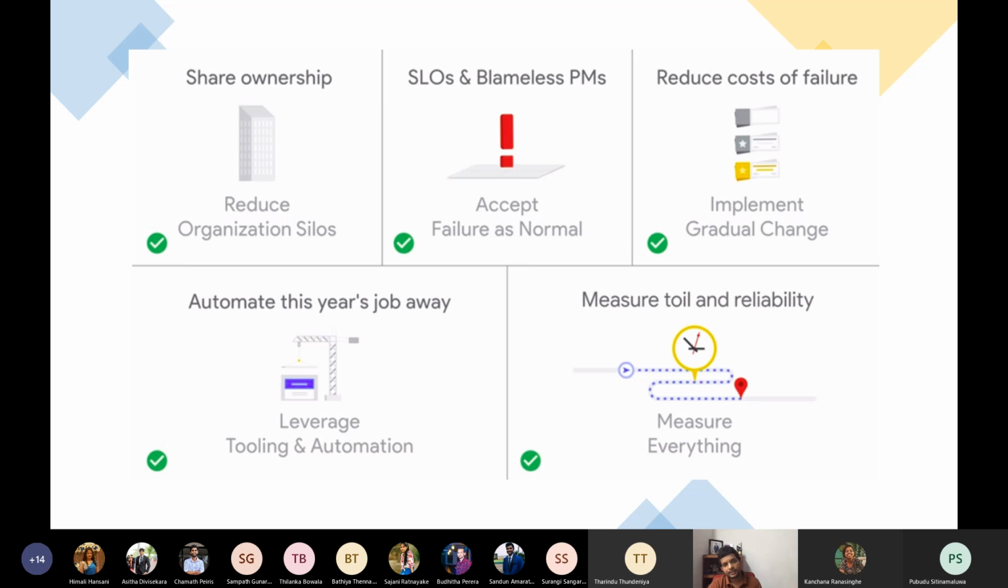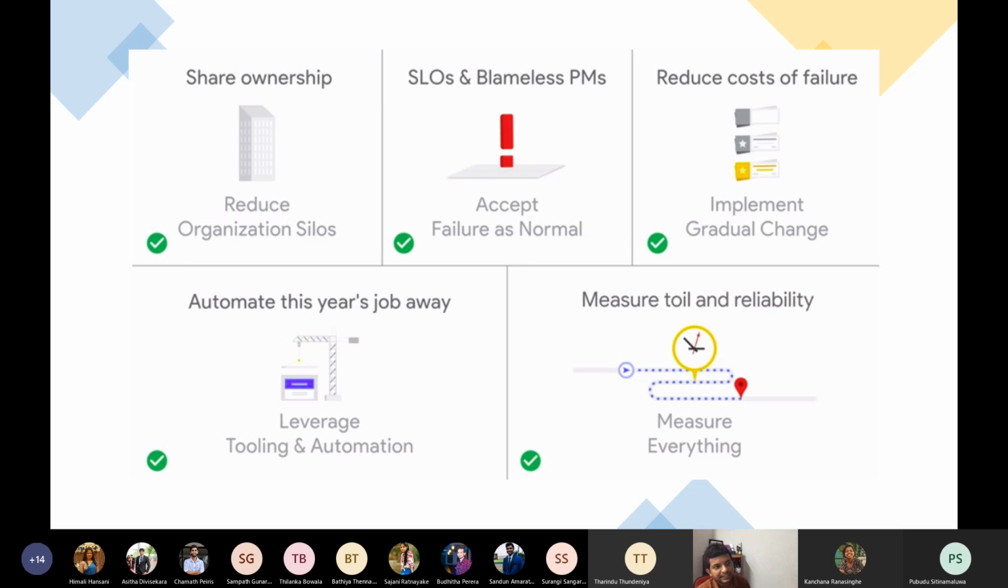And then the second point, accept failure as normal. It's always important that we have this concept called blameless postmortems. No matter what mistake happens in a system, you can't really blame anyone. You have to ask the question why and not who. You should not find out who did this, who developed that feature, and penalize them. No, you need to actually understand why that happened.